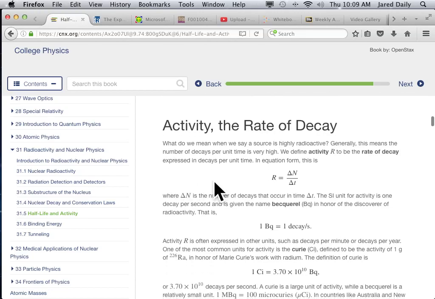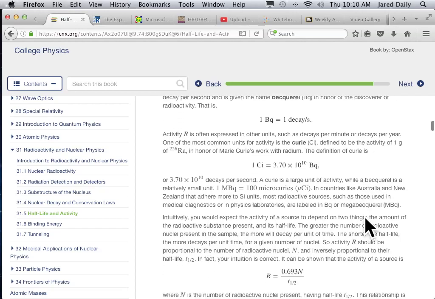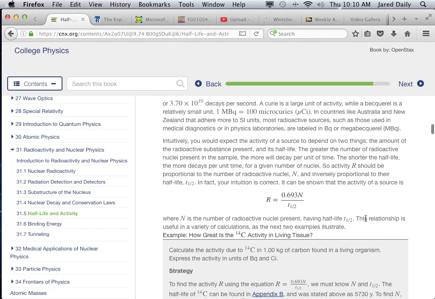Activity and rate of decay right here. This is where we're going to do this. So becquerels is the rate of decay, or what we call the activity, and it's calculated in a couple of different ways. You can calculate it from the change in decays, so the number of decays that occur over the change in time that it happens. But you can also calculate it using its half-life. So if you know the half-life of the material, then you can take 0.693 times the number of nuclei, how many of the radioactive things you have, divided by the half-life.